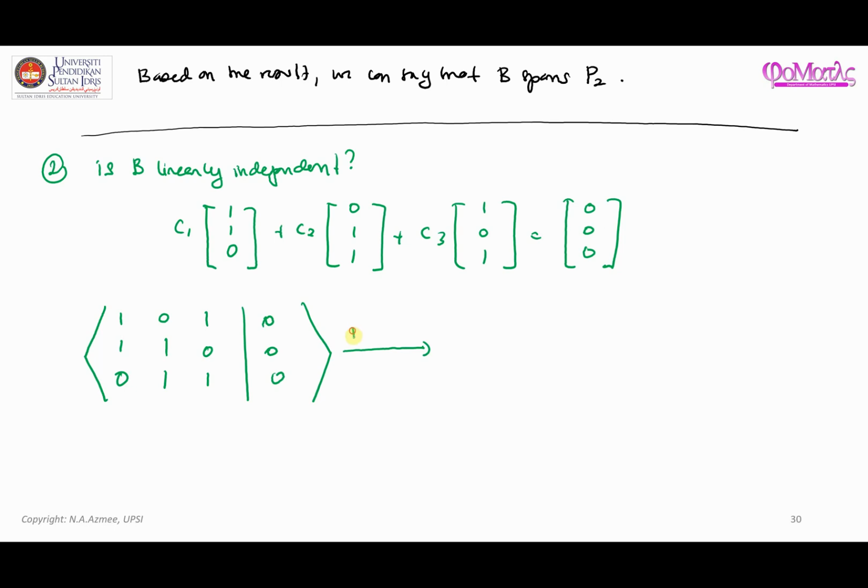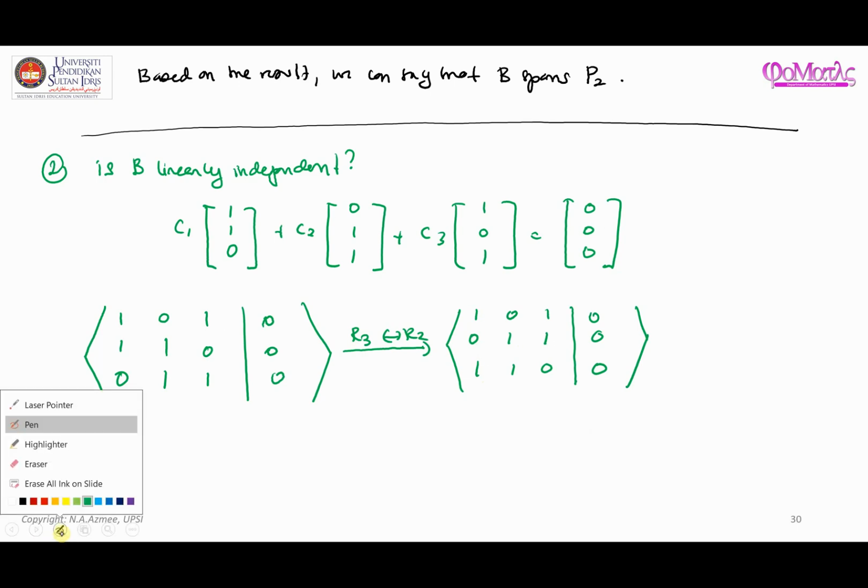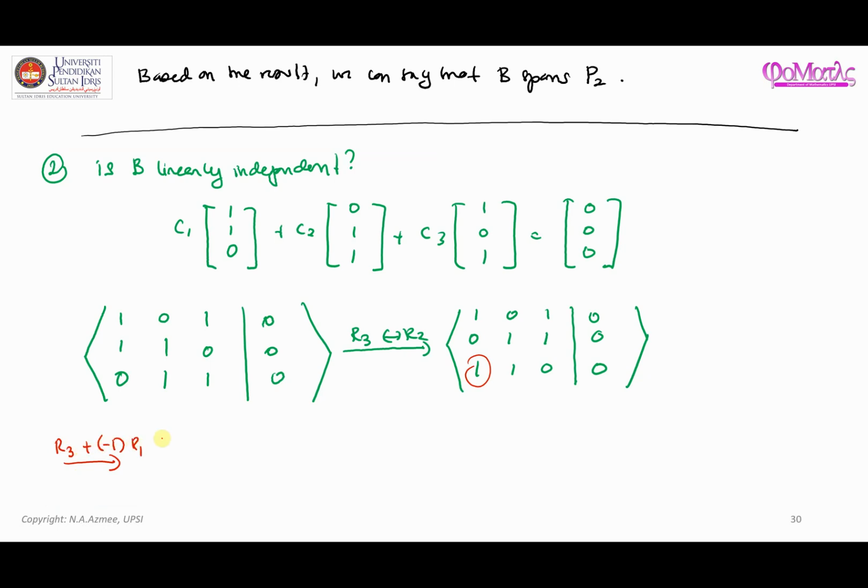So here we have first R3 change to R2. Okay, so we have 1 0 1 0, and then 0 1 1 0, 1 1 0 0. Next, what we can have is again turning this into 0, so therefore we have the process of R3 plus negative 1 R1, and you will have the result as such. It's the same result as you have seen in the previous part. Okay, so this is just 0 0 1 negative 1, this is also 0.